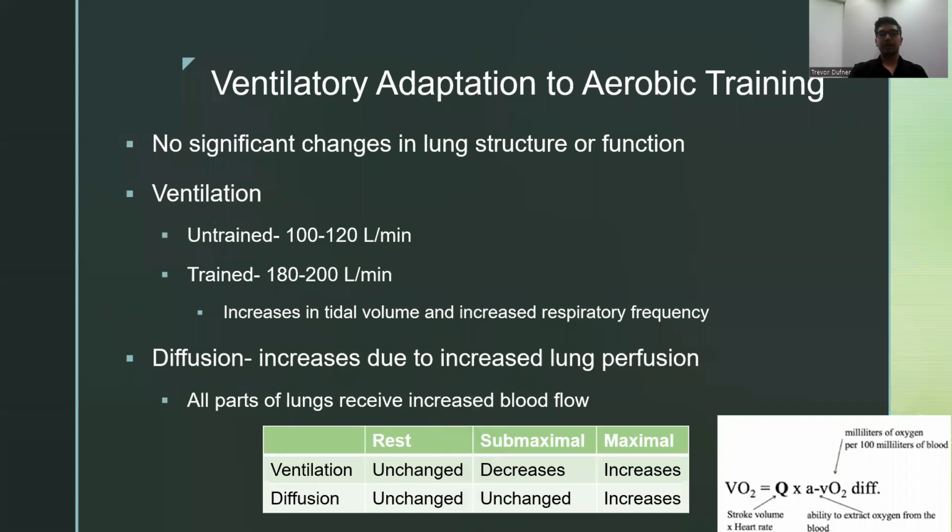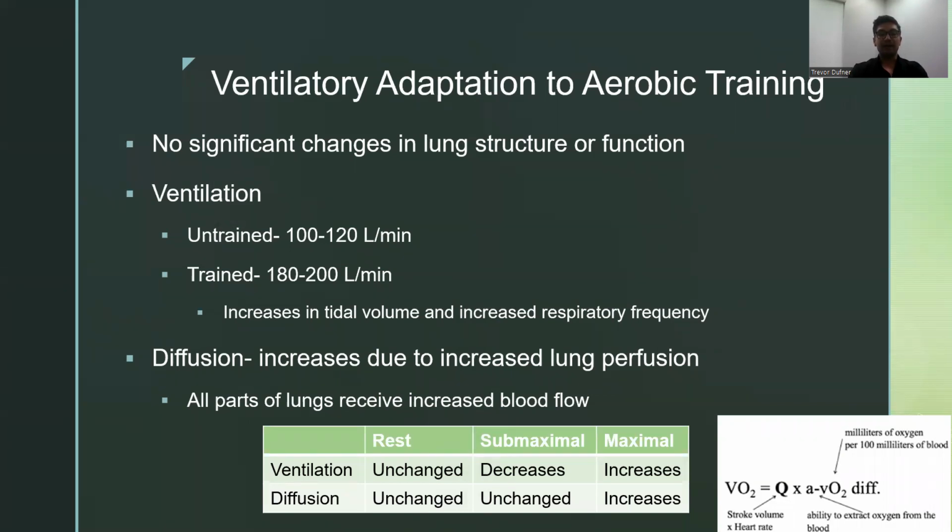So ventilatory adaptation in aerobic training: no significant changes in lung structure or function. So your lungs are not what is really changing. In an elite trained individual versus a novice trained individual, you're going to see very little difference in their lungs. Now, if you have someone who's diseased, you might see a difference in their alveoli. But for the most part, general population to elite population, there's relatively no difference in lung size or lung function specifically.